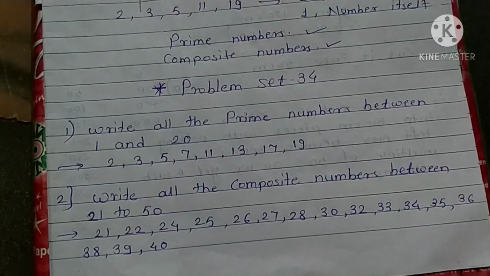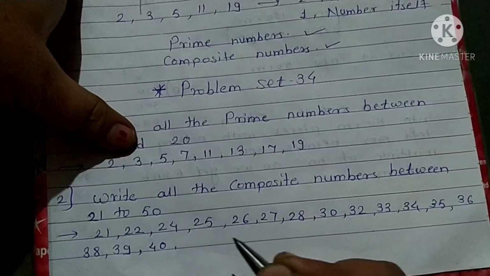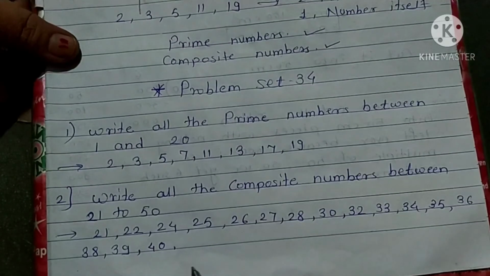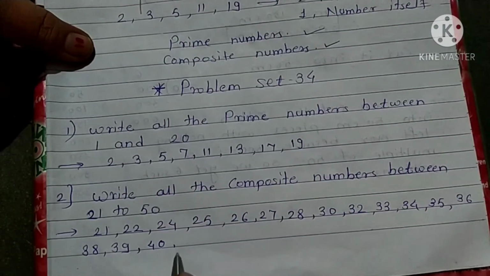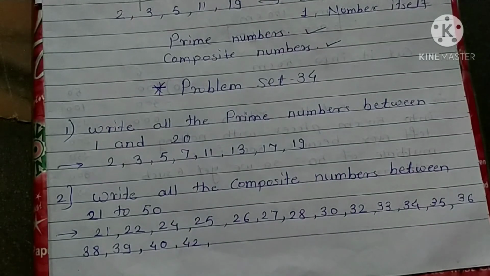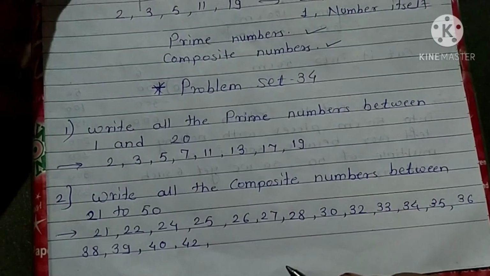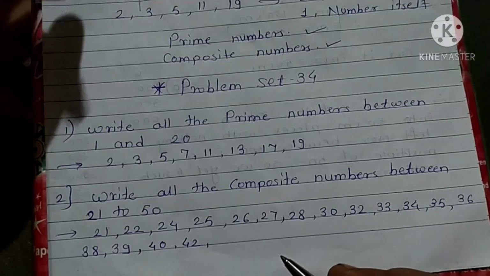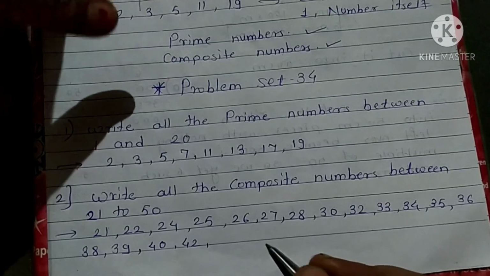40 is also present in many tables, so it has many factors. Then 41, is 41 present in any table? Check it, everyone. No. So 41 is a prime number. Then 42 is present in many tables. Then 43 also, is 43 present in any table? No, 43 is not present in any table, so it is a prime number.